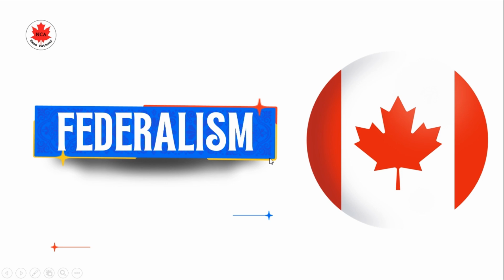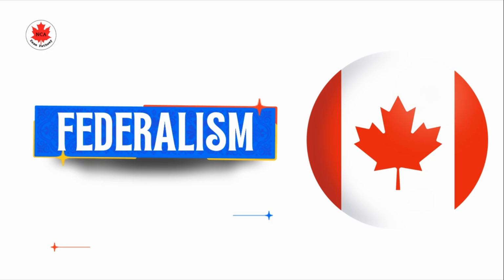Hello NCA aspirants. So today I am going to cover topic number 3, that is federalism, under part 2 of your NCA Canadian Constitutional Law syllabus. It is one of the most foundational concepts in Canadian constitutional law. I will also discuss how legislative powers are divided under sections 91 to 95 of the Constitution Act 1867.